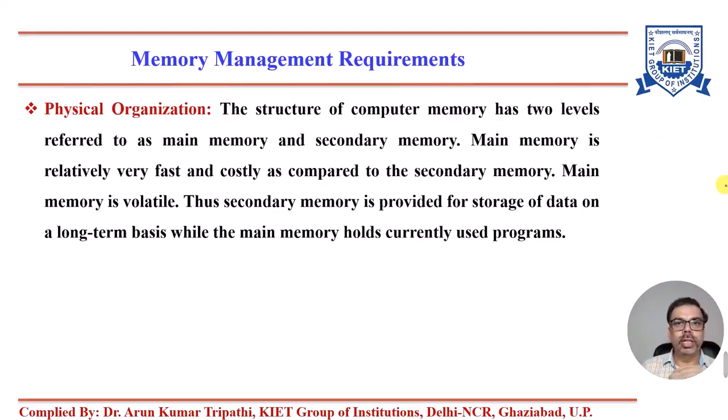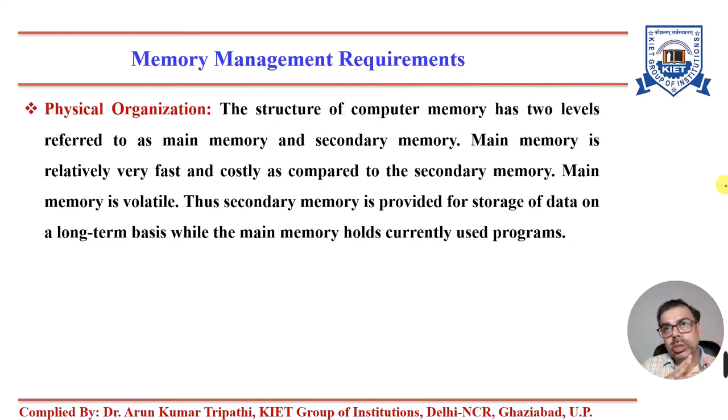Last one is the physical organization. The structure of the computer memory has two levels, referred to as the main memory and the secondary memory. Main memory is relatively very fast and costlier as compared to secondary memory. Main memory is volatile, and secondary memory provides the storage for data on a long-term basis, while main memory holds the data that is currently in use.